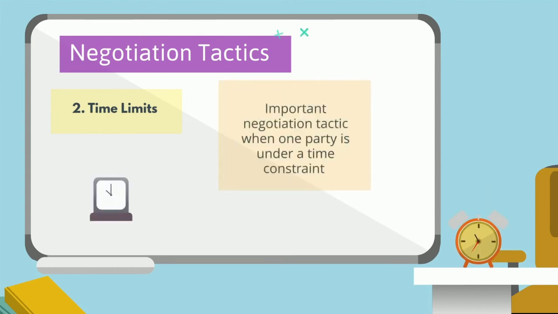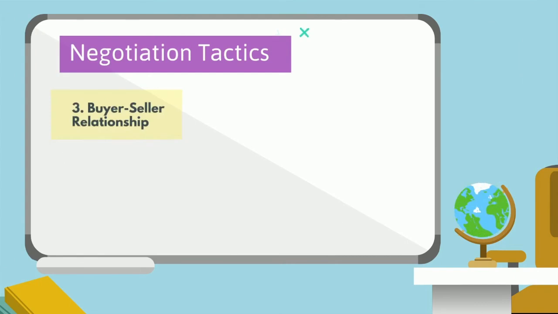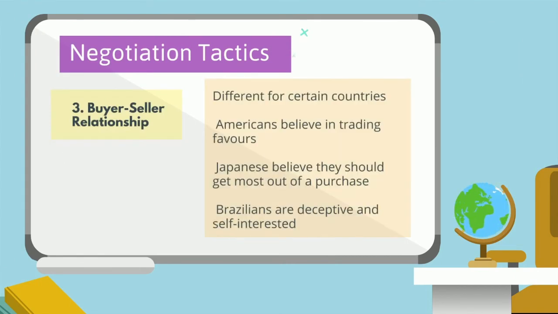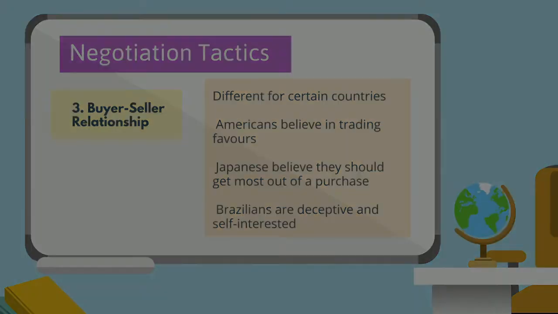It is an important negotiation tactic when one party is under time constraint. Time limit can be used tactically if the negotiator meets at a neutral site. For example, most Americans like to be home with their families for Thanksgiving, Christmas, and New Year holiday. Lastly, buyer-seller relation. When negotiations are over, Americans walk away with what they have received from the other party and expect the other to do the same. In Japan, however, they believe that buyers should get most of what they want.